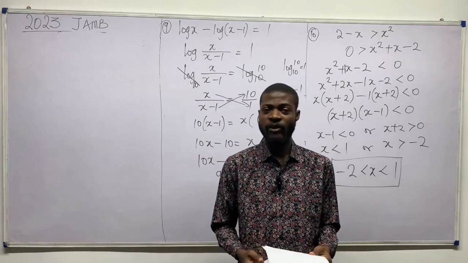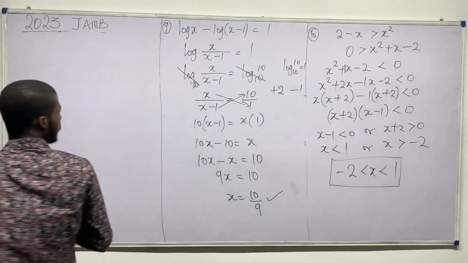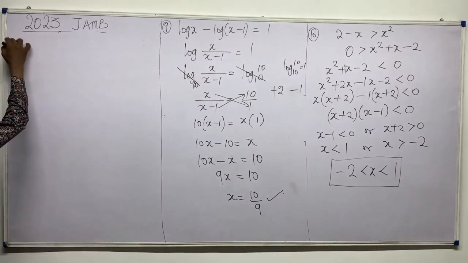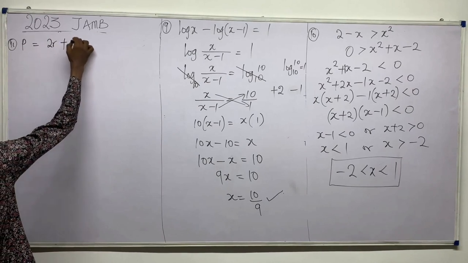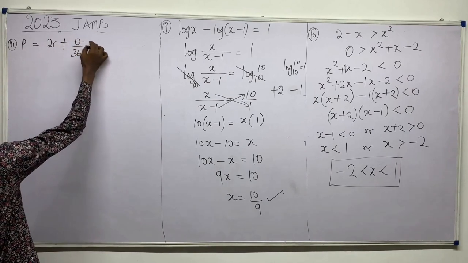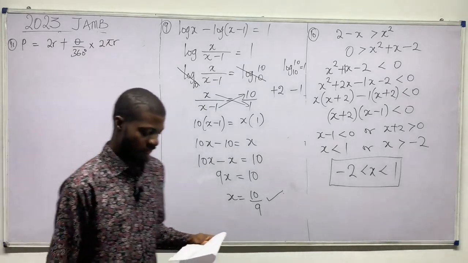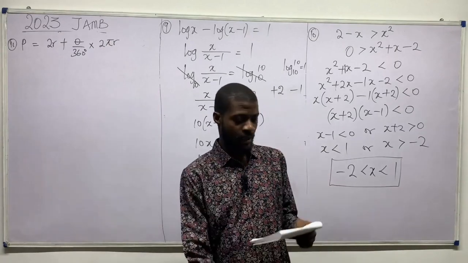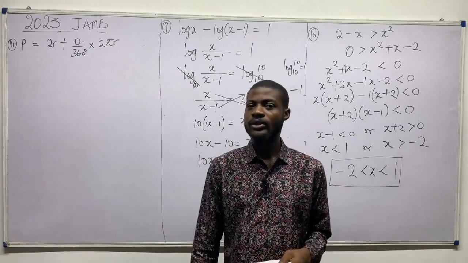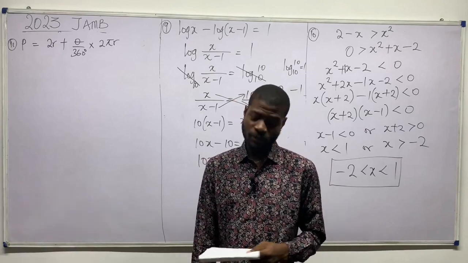So right now, what is the formula for perimeter of a sector? Please take notes. Perimeter of a sector is equal to 2r plus theta over 360 degrees times 2 pi r. That's the formula for, what's it called? For perimeter of a sector. 2r plus theta over 360 degrees times 2 pi r.